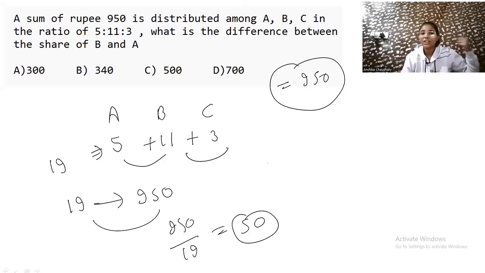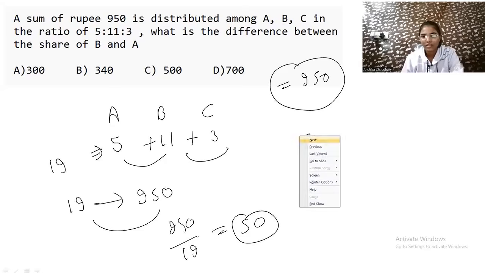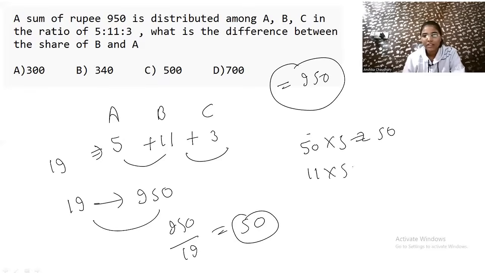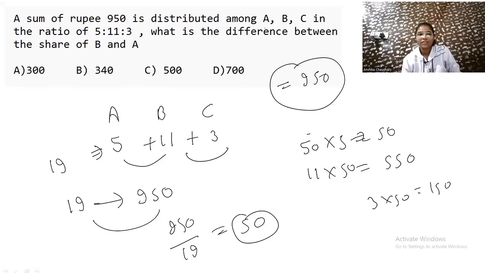Now how much A got? A got 50 into 5, that means 250. B got 11 into 50, that means 550, and 13 into 50, that means 650. Okay, now we can find out the difference between the share of B and A. So we can easily do 550 minus 250, that means 300. So 300 will be the answer. But again, you can save your time as well from this method.